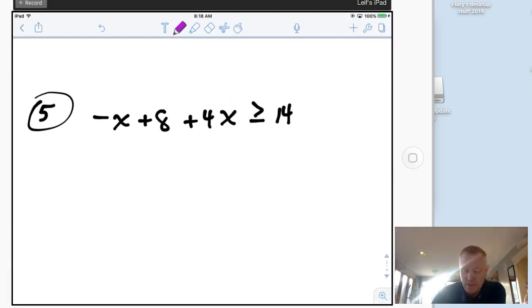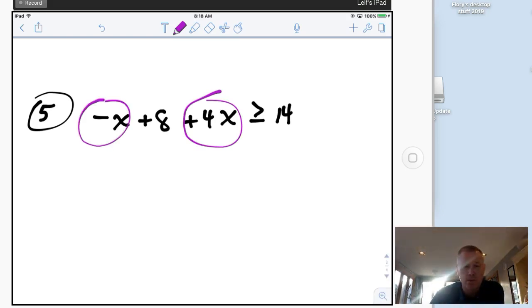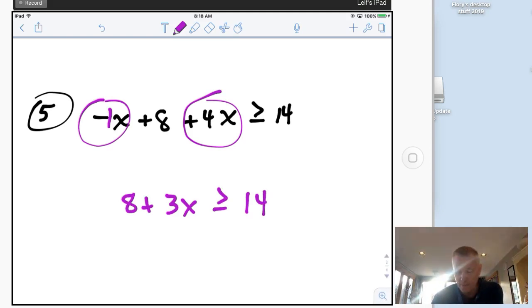Next one, number 5. Once again, these x's here are on the same side of the inequality. So I'm just going to combine them together. Okay, negative 1x. There's an implied 1 there. Negative 1x plus 4x is 3x. You can put the 8 first or second. Order doesn't matter when you're adding or multiplying. Only when you divide or subtract.